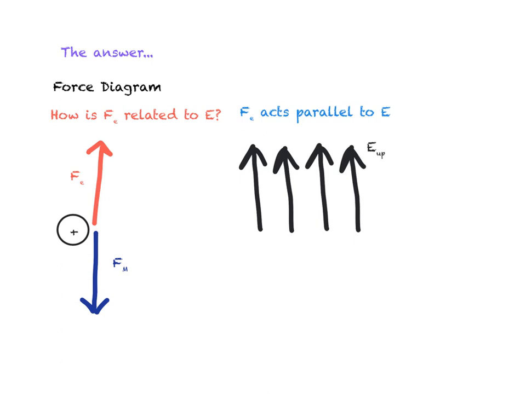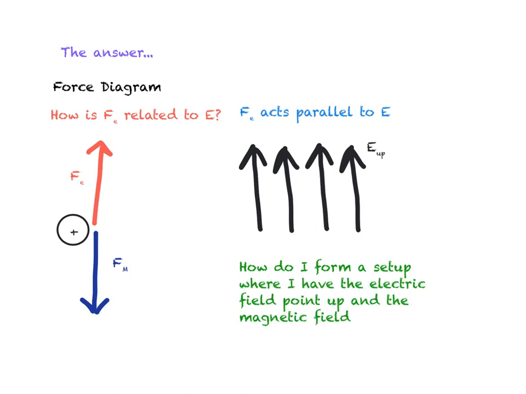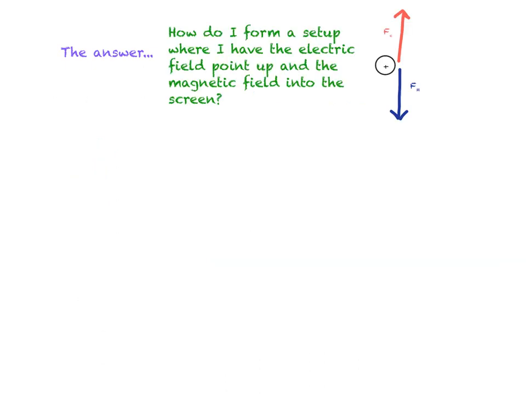The question then becomes, how do I construct a scenario or an apparatus so that I can have the electric field pointing up and the magnetic field pointing into the screen? Pause the video and try to determine how you could create a setup that would result in that orientation of electric and magnetic fields.